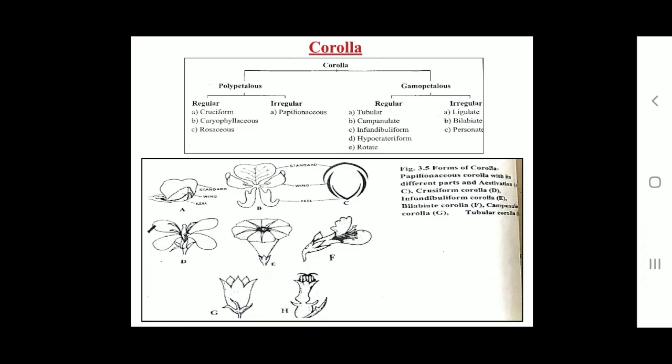Then second type, that is twisted or contorted type. When one margin of a petal of the whorl covers the margin of the adjacent petal and the other margin is covered over by the margin of the other adjacent petal, this order may be in a clockwise or anti-clockwise direction. Example, that is hibiscus.